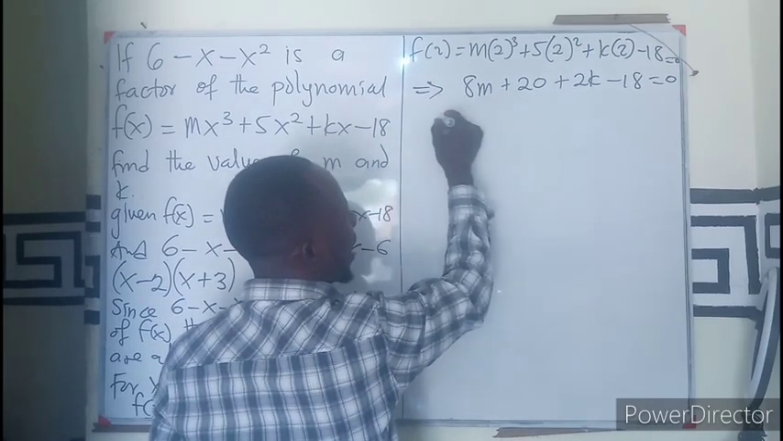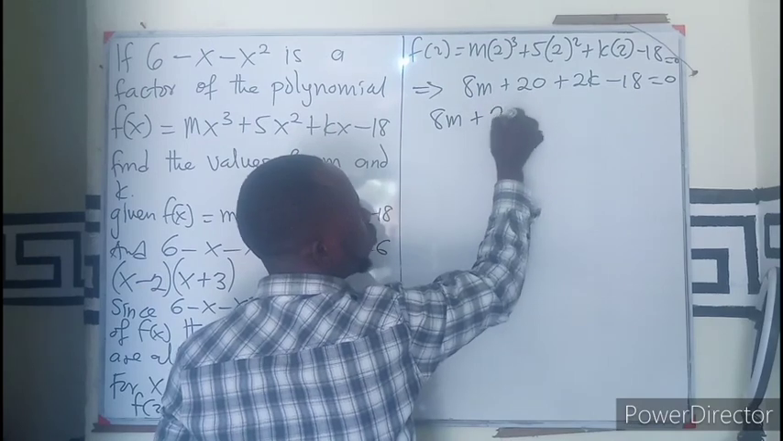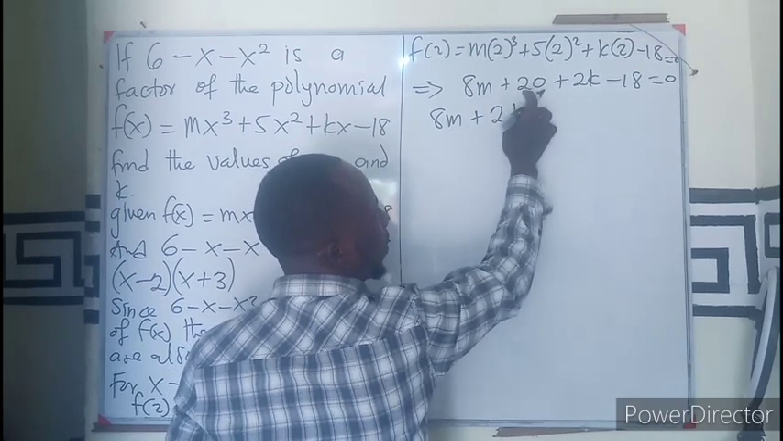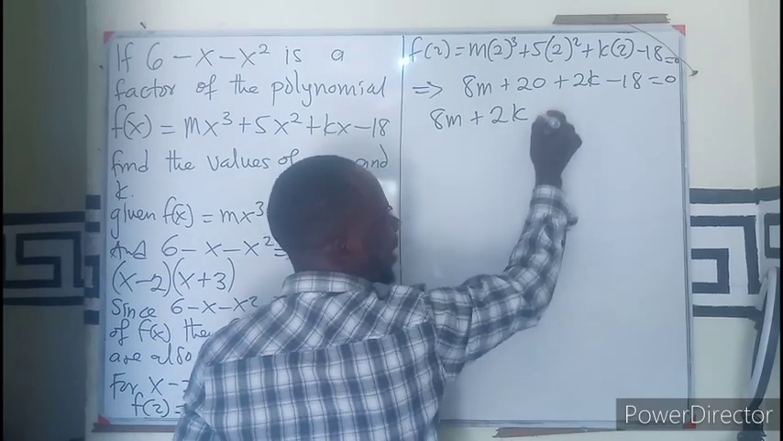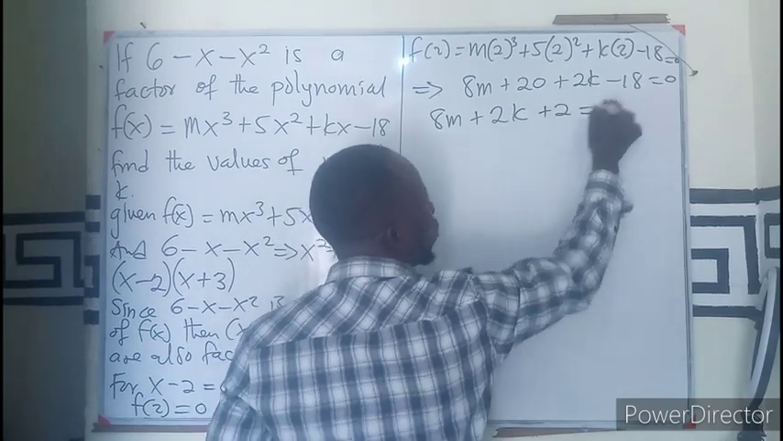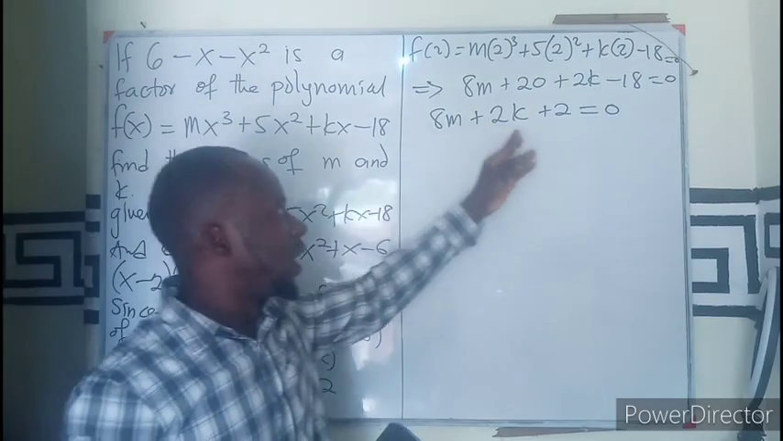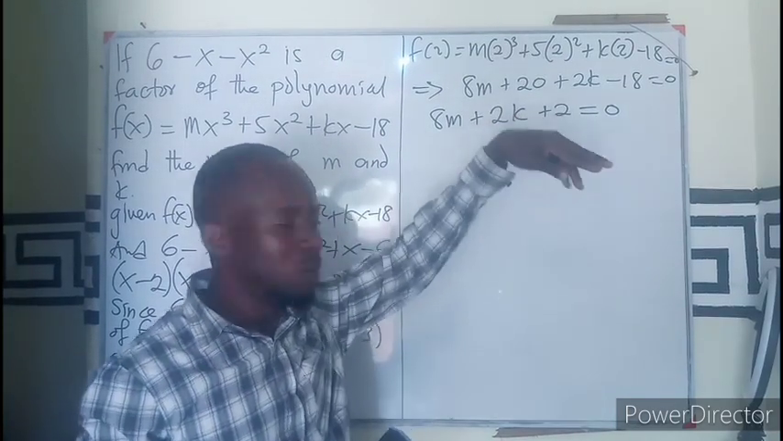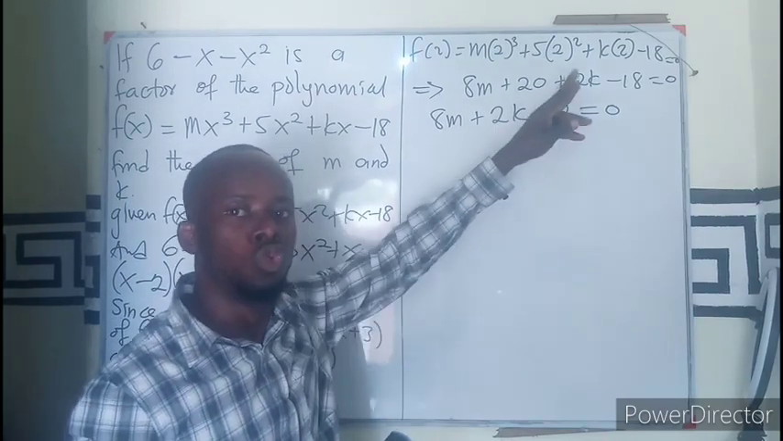So I can have my m with each coefficient plus 2k. I believe if I put the two together, it's going to be 20 minus 18. That will be plus 2. That will give me what? 0. So I can see this will be an equation where the two will cross. But before the two cross, I can see a common factor of 2, 2, 2.